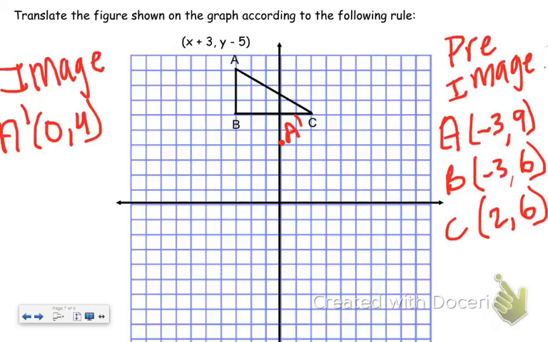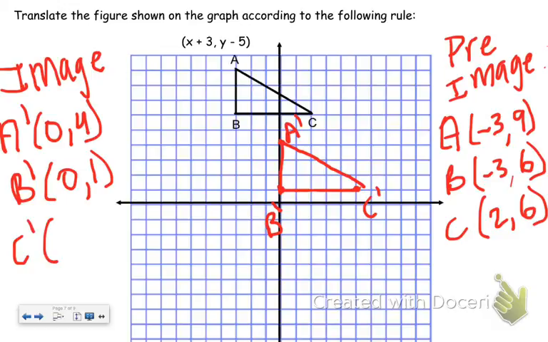So B prime is 3 units away from A prime, which would leave us right here. We would be going 3 to the right and down 5 to get to B prime. And for C, once again, we are moving 3 to the right and down 5 units. Remember to mark your primes, or those apostrophes, over each letter to show that it is the new image. So now we have point B prime at 0, 1, and point C prime at 5, 1.